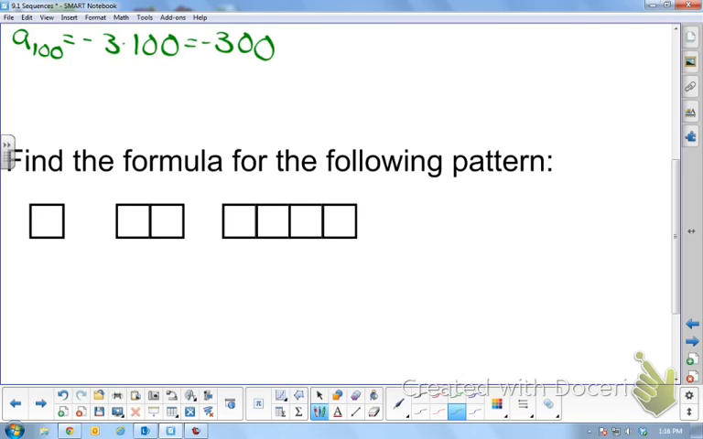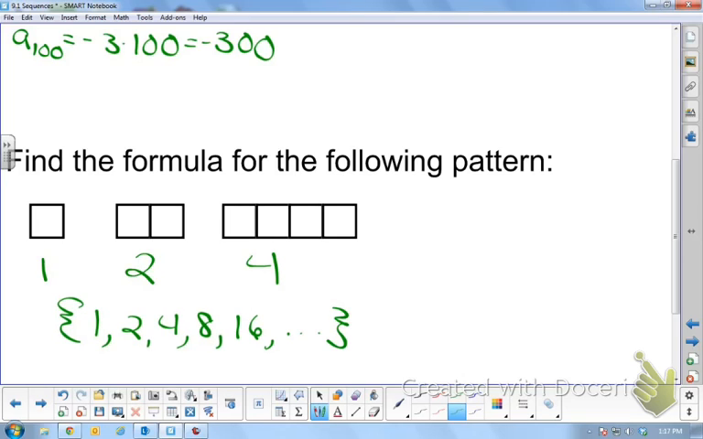How many boxes this time? So instead of toothpicks, we're looking at the entire box. How many boxes did I use to make this first term? 1 box. How many boxes to make the second? 2. How many boxes to make the third? 4. So what do you think our sequence is? 1, 2, 4. What would come next? 8. 16. 32, 64. We'll put dot, dot, dot so that we're not counting forever.